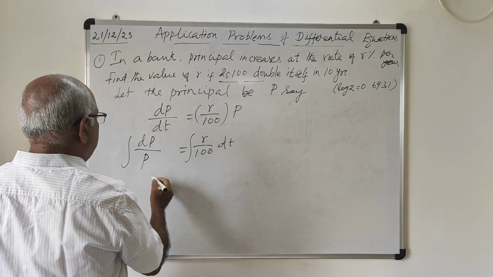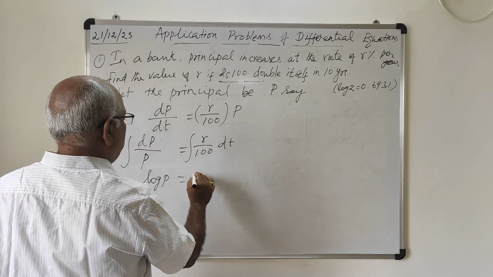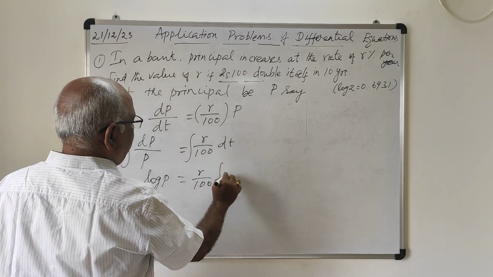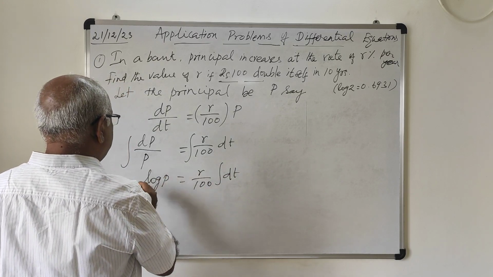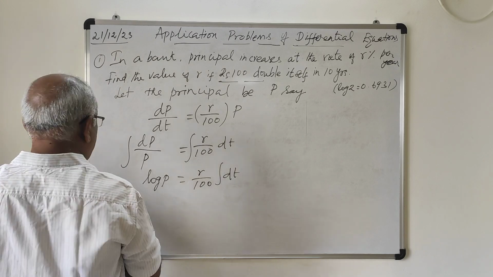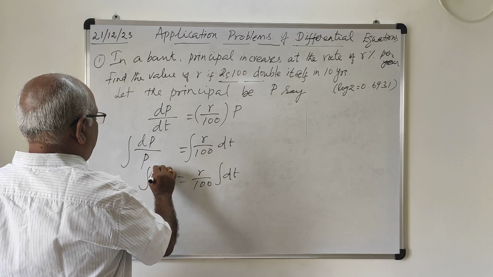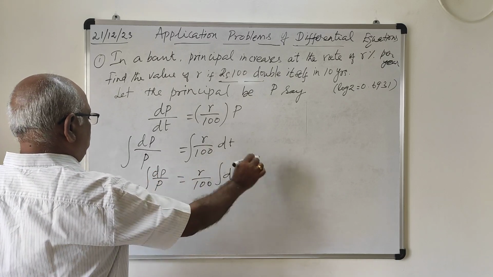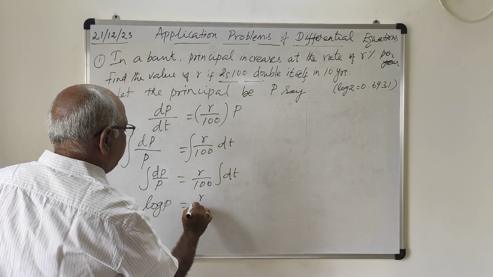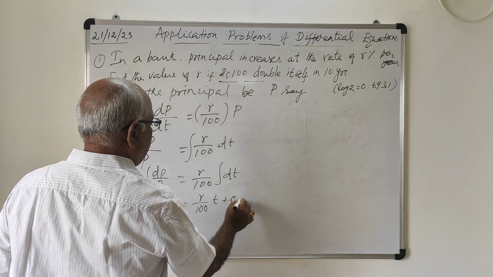Now you take the constant R by 100 out of the integral dt. This is integral dP by P is log P. Now you integrate both sides. This is log P equal to R by 100 into integral of dt is t plus an integrating constant c.